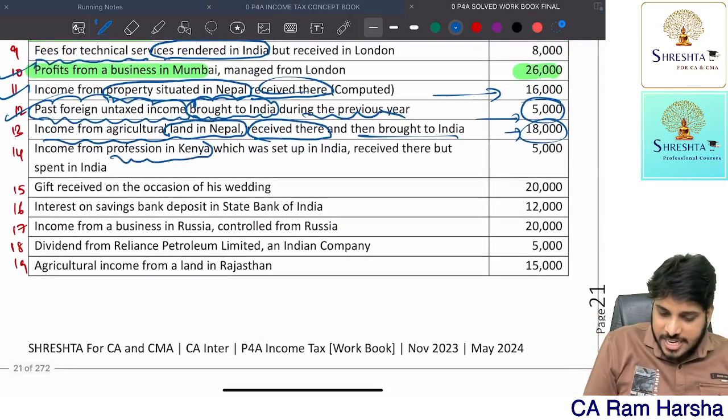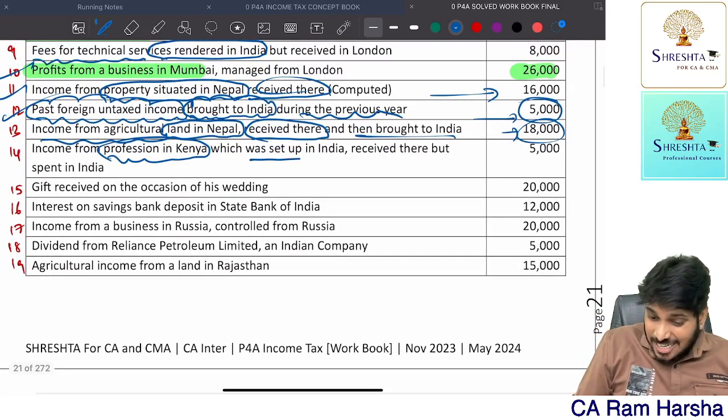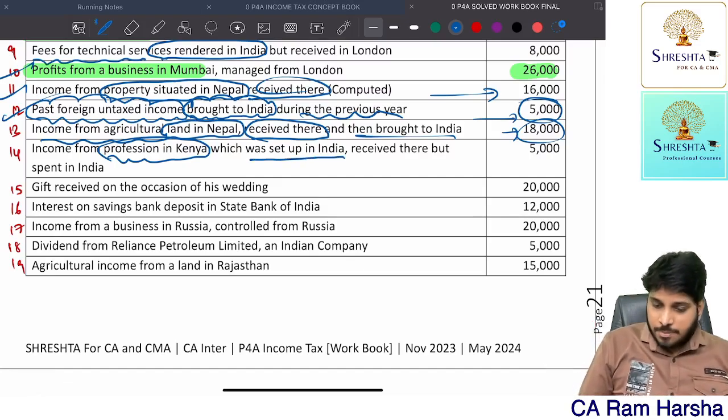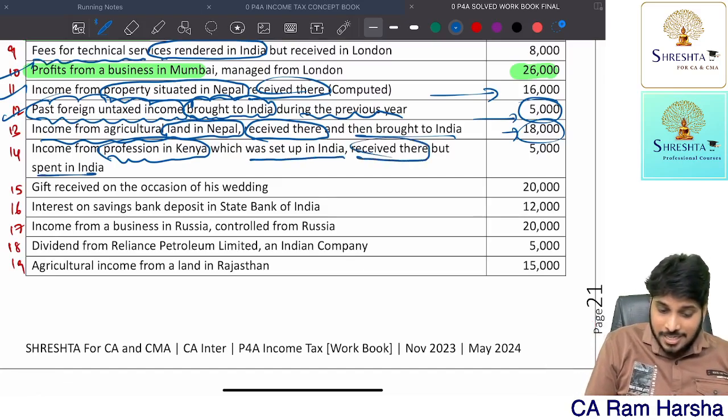Income from profession in Kenya. Source outside. Set up in India. Set up in India means it's controlled from India. That's what the meaning is. Okay. Set up in India. Received there but spent in India.